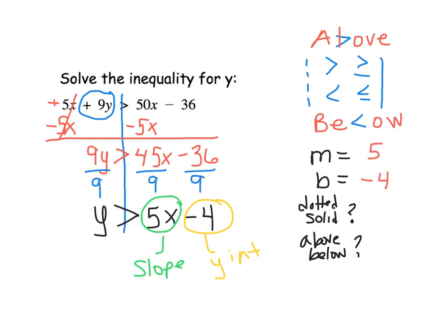going to refer to my chart up here to decide if I've got a dotted or solid line and which way I shade. So here I have a greater than sign. Greater than, there's no equals to under it, so my greater than is a dotted line shaded above. So dotted line shaded above.